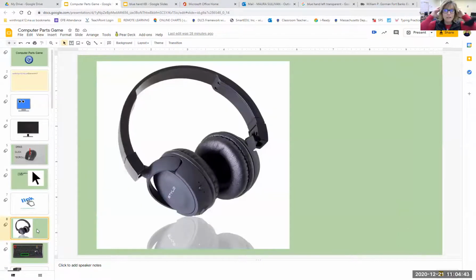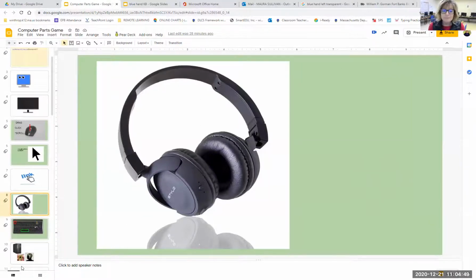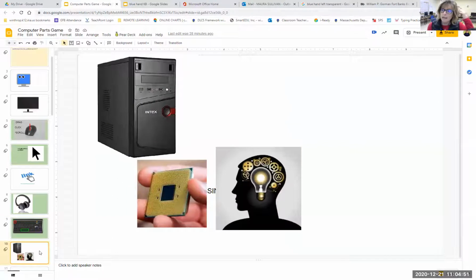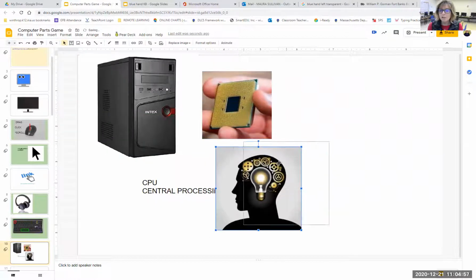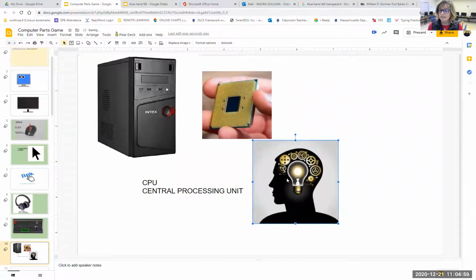We also have our ears that help us to hear on the computer. Headphones or speakers do that. And don't forget your brain. That is called the CPU, which looks like this. And it is the part of the computer that helps your computer to process things or do things. And that's the brain of the computer. Just like your brain helps you to process and do things. And right now, we're going to try to do something.